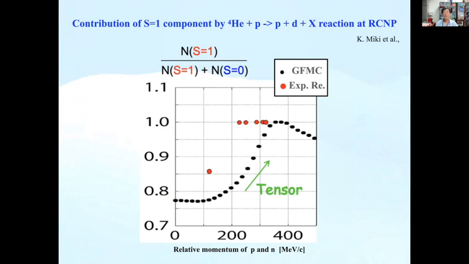So this is the plot we observe. At higher momentum transfer, it just hits 1. It's almost all S equal 1 state. This is a little mystery, but the important point is that at very low momentum, below Fermi motion, the S wave contributes, the S equals 0 contribution is there. And at higher momentum, the S equal 1 contribution dominates.